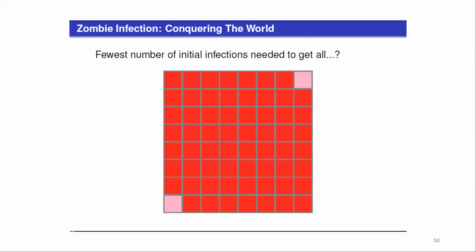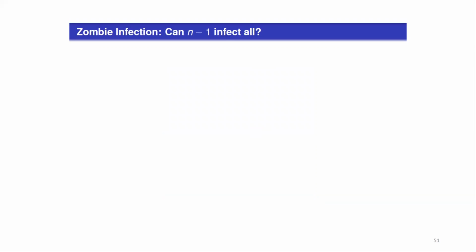Well, then here's my question. Is it possible that n minus 1 might be able to do it? That if you choose carefully on an 8 by 8 board, 7 cells strategically, you can make sure everybody gets infected.